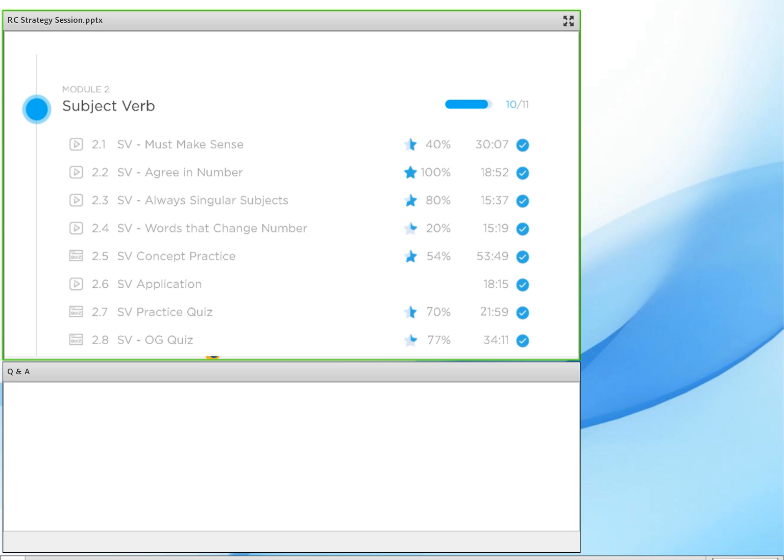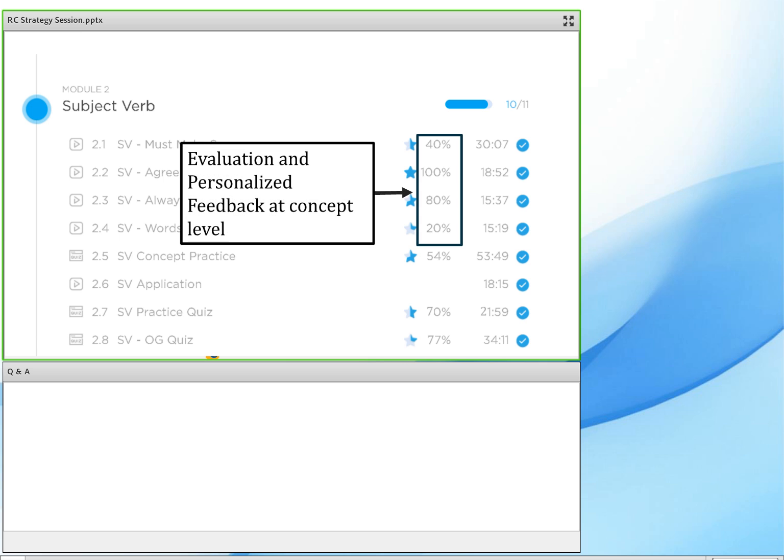To do that, I'm going to show our subject verb module. This is one of the 18 modules in our sentence correction course. What you see over here is the feedback mechanism that's built within our video lessons as well as our quizzing platform. So you learn the concepts over here. Everything that you see over here with the video icon is a concept file.